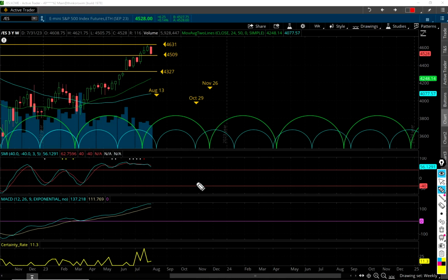This is the weekly chart. Take a look at this energy flow. I don't normally show this to the public. This is usually reserved for members. Again, we're looking at the weekly chart here, but look at this energy flow.